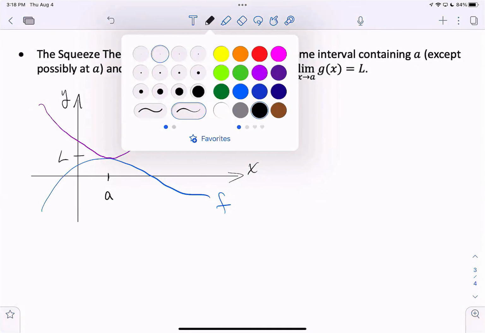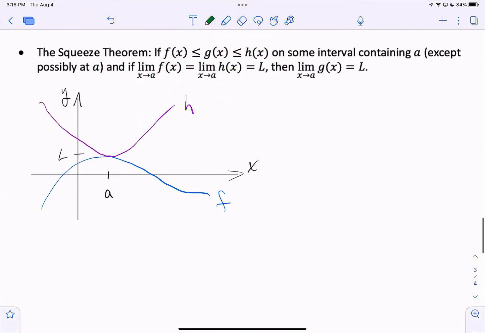Now let's say that we have some function g that on some interval containing a is between f and h. So g can do all kinds of weird stuff, but it's between f and h. So there's my g. Then it must be the case that as x approaches a, g has a limit of L. Visually, it should make perfect sense.